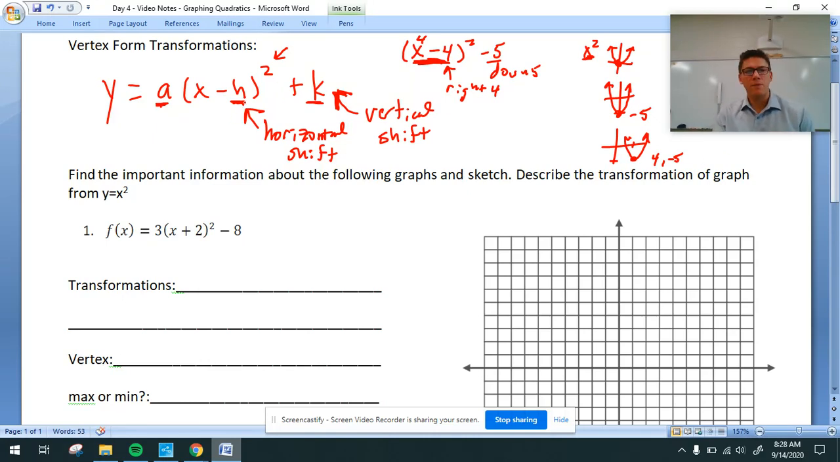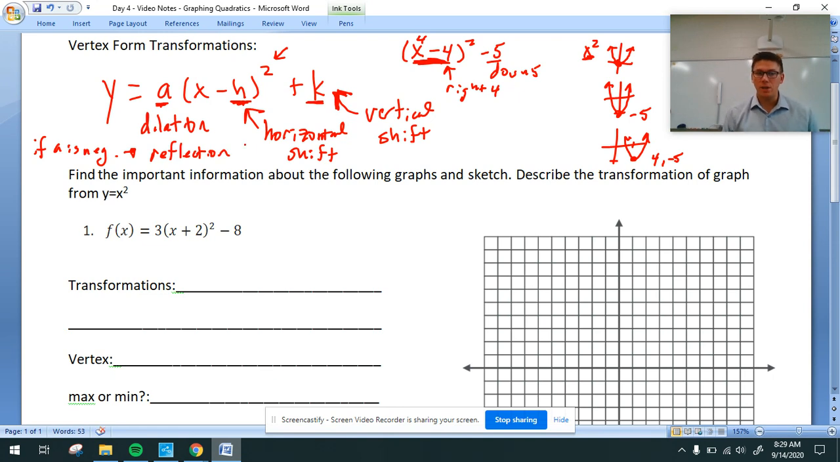So we can identify the vertex by looking at these two values because that's our horizontal shift and our vertical shift. So we can find our new center. And then from there, our final part here, this a value. We refer to this as the vertical stretch or vertical compression. A more general term is it's the dilation. It's the shape changer. Is it going to make it skinnier or wider? Okay. If our a value is negative, if it's a negative value, that means it's going to reflect it. So it's going to flip it upside down. It's going to be a reflection.